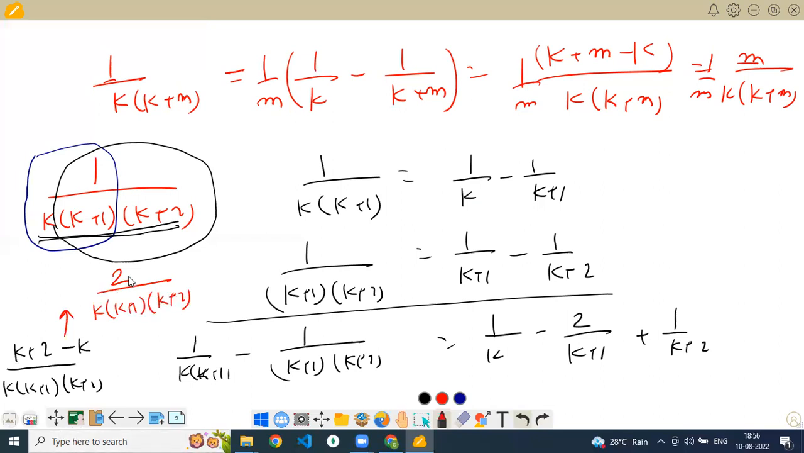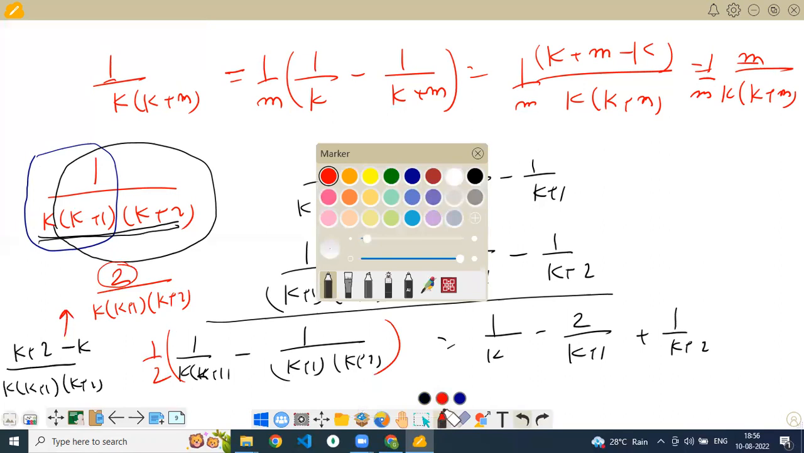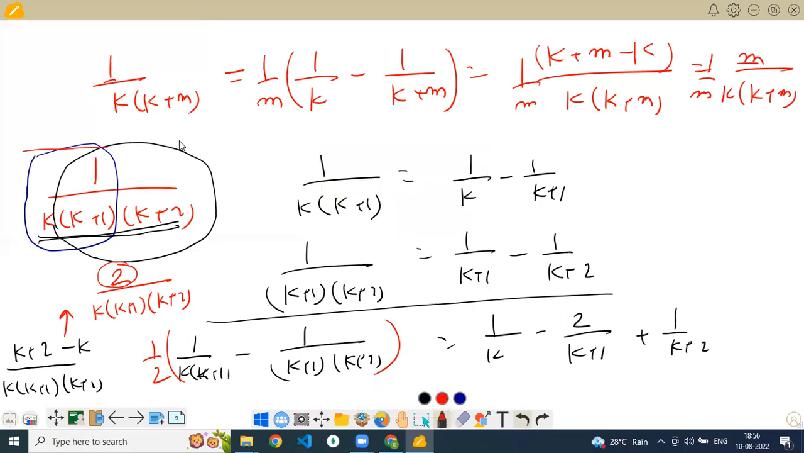But we are not interested in this 2. That means we have to divide this expression by 2. If we divide this expression by 2, we'll actually get this expression. So what we can do is we just divide this by 2.